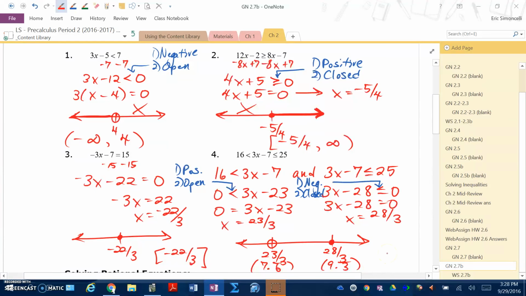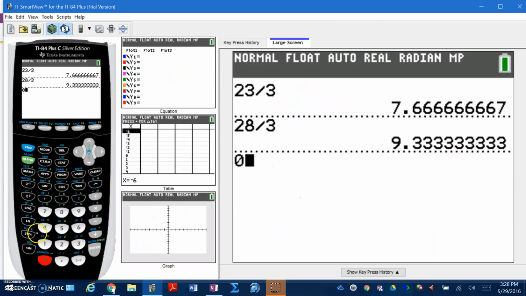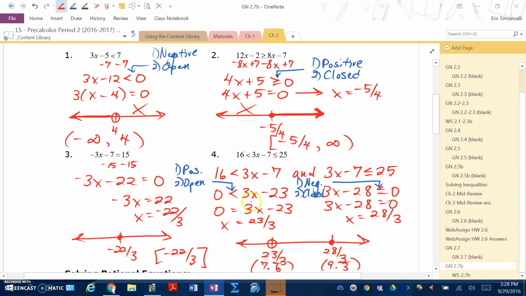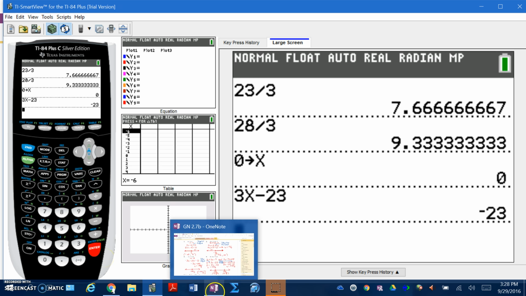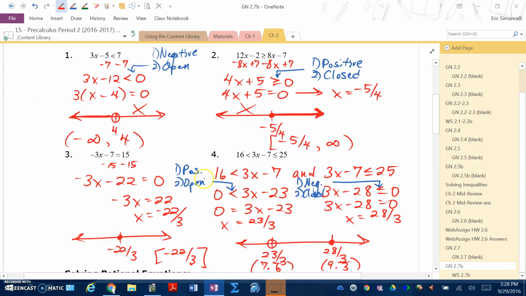Okay, so in this case, I will attempt to use the store feature. Using the store feature, I'll pick a number less than 7.6 repeating, let's say 0. So I'll hit 0, store is x. And I'll type in 3x minus 23 from this inequality that I initially had set up. So 3x minus 23. Now that answer, of course, is negative, right? And we said, again, looking at it, we wanted it to be positive, so we won't graph to the left of 23/3. We could pick a number like 8.